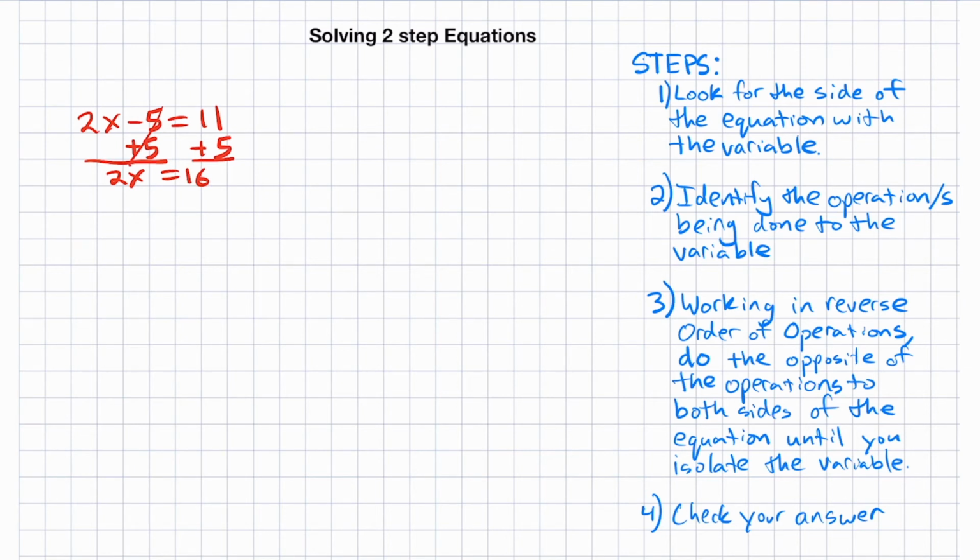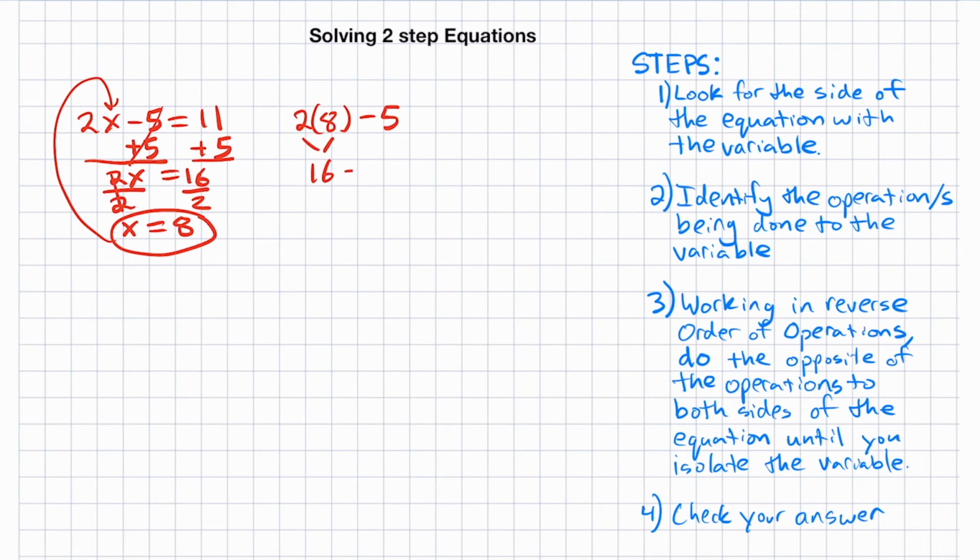Now I look, I've still got one operation left. That's multiplying by 2, so the opposite is dividing by 2. Divide both sides by 2. That'll cancel out the 2 and isolate our variable, and we get x equals 8 as an answer. Again, we would want to put it back in the equation to check. In this case, that would be 2 times 8 minus 5. 2 times 8 is 16. 16 minus 5 gives me 11, which is what I wanted in the first place.